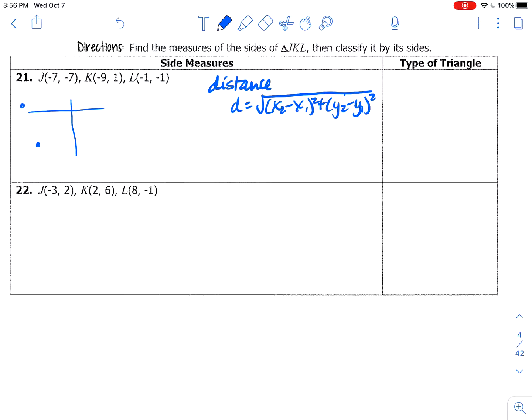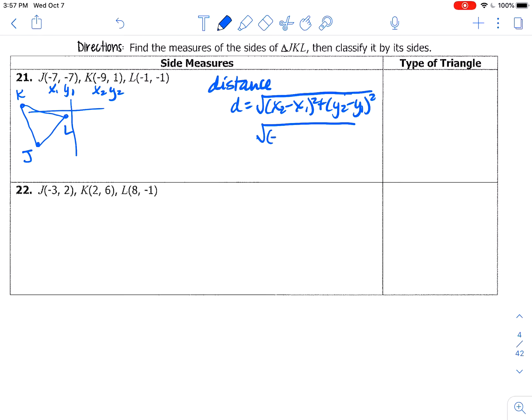It looks like J is -7, -7, K is -9, 1, and L is -1, -1. So I've kind of got this figure over here, and I'm just doing a very rough sketch of this. But if I do this, then I can see the sides that I need to measure. So let's start with JK. X1, Y1, x2, y2.